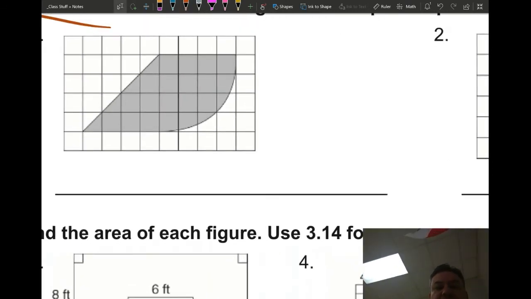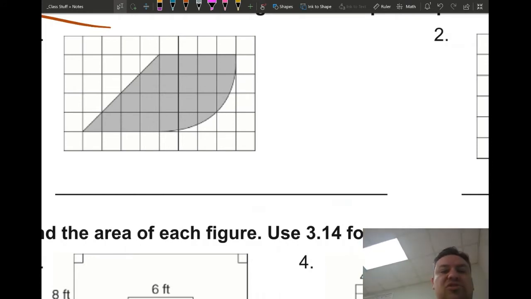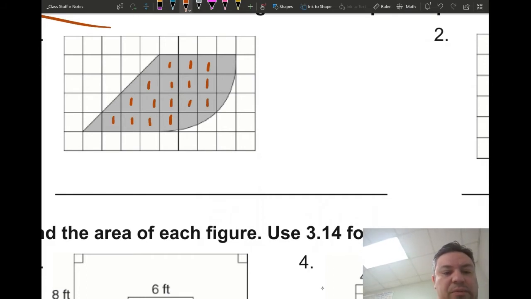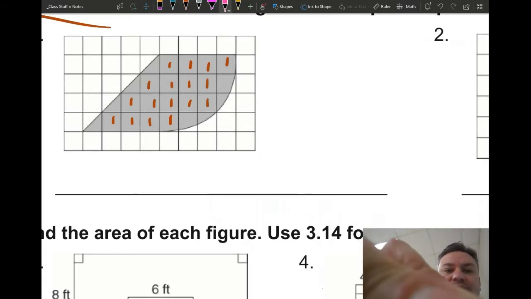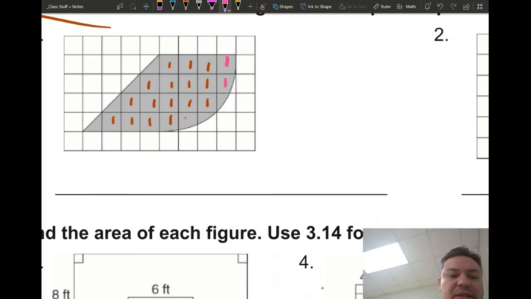First thing I'm gonna do, I'm gonna put a dot or a 1 on all the full squares right there. 1, 1, 1, 1, 1, 1, 1. All of the ones that are completely full. Now, on the ones that are almost full, I'm also gonna put a 1. This is 1. This is almost full. This is almost full. And then on the other ones that look like half of them, I'm just gonna put something like this, a different color.